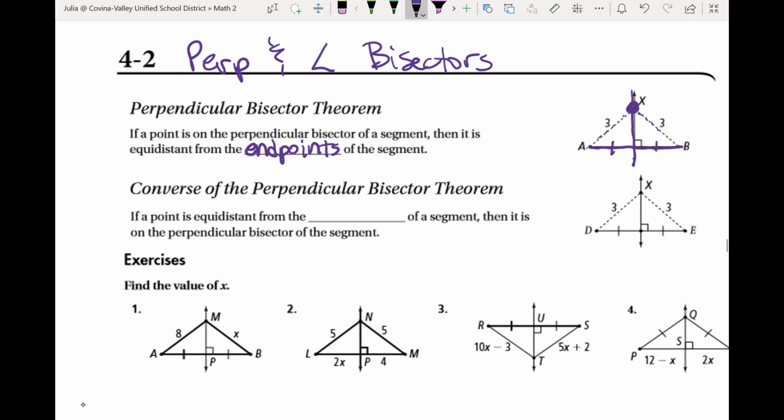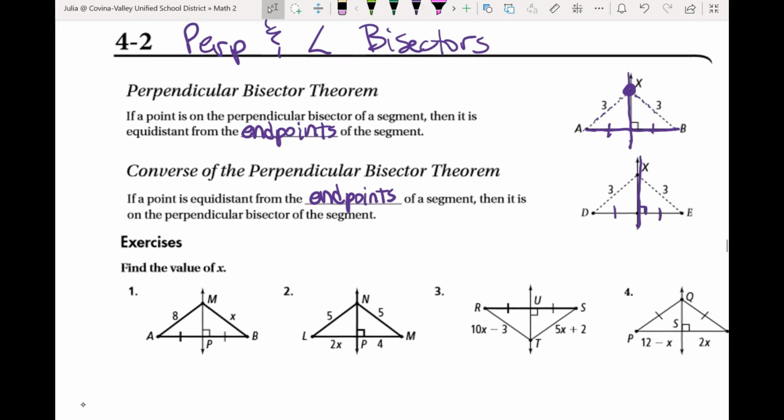And obviously, the converse means that we go backwards. If you find a point that is equidistant from the endpoints of a segment, then you're going to know that that segment here is perpendicular to the segment and it cuts it in half. So there's two things. If you know that they are perpendicular and bisects in half, then you know that those two sides will be the same. If you know that these two sides are the same, then you know it has to cut it in half at a right angle.